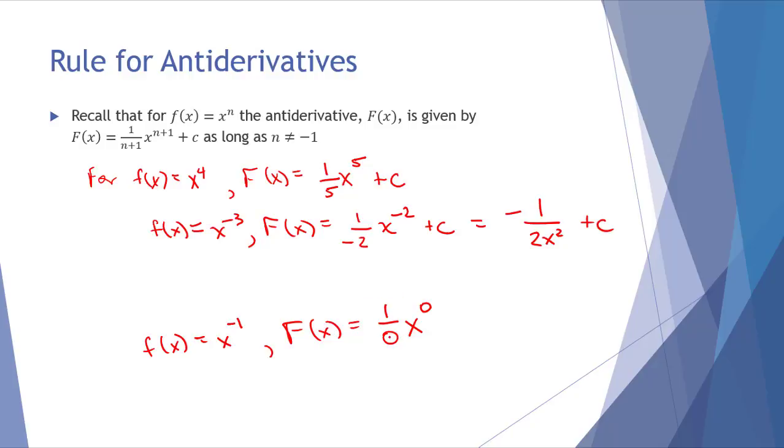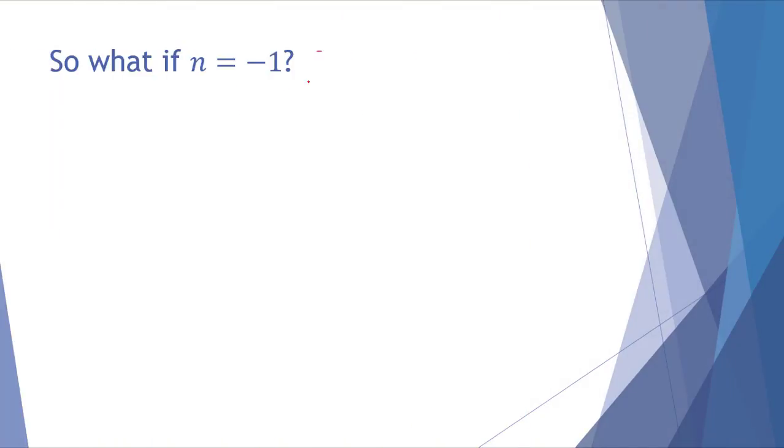So the question we would then ask ourselves: how are we supposed to find the antiderivative if that exponent is negative 1? If we have f of x equals x to the negative 1, also known as 1 over x, what is the antiderivative of this going to look like? So before we actually answer that question, let's think about a couple things.